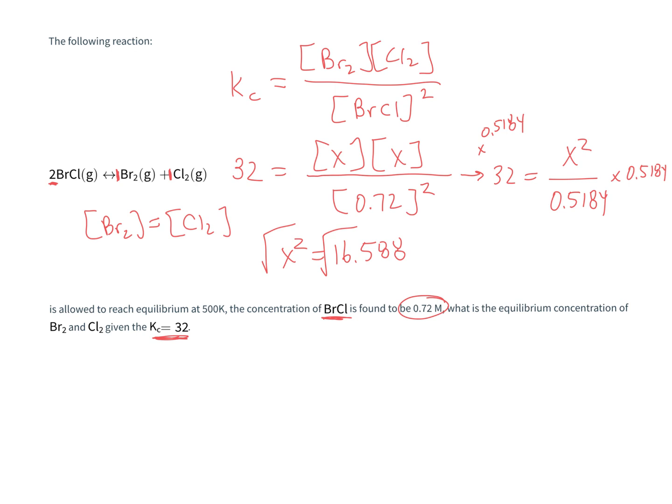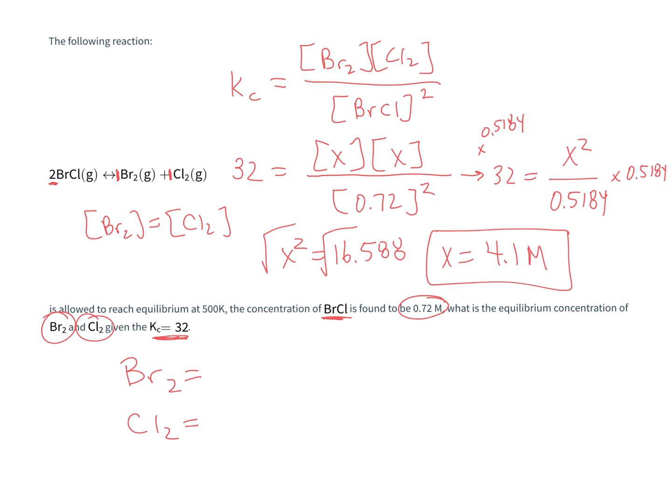Take the square root of both sides, and we take the square root of 16.588 to find out that X equals 4.1 molar. Right, what does X equal? X is my concentration of bromine and my concentration of chlorine, right? So bromine would be 4.1 molar at equilibrium, and chlorine would be 4.1 molar at equilibrium.